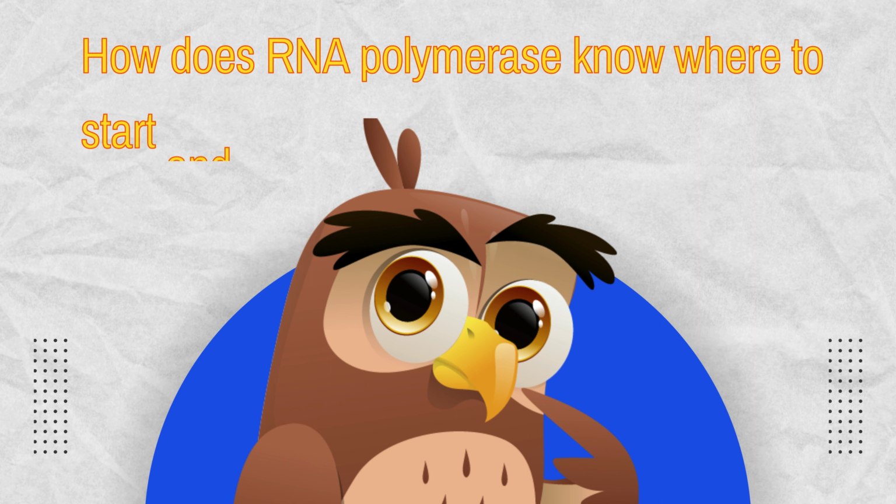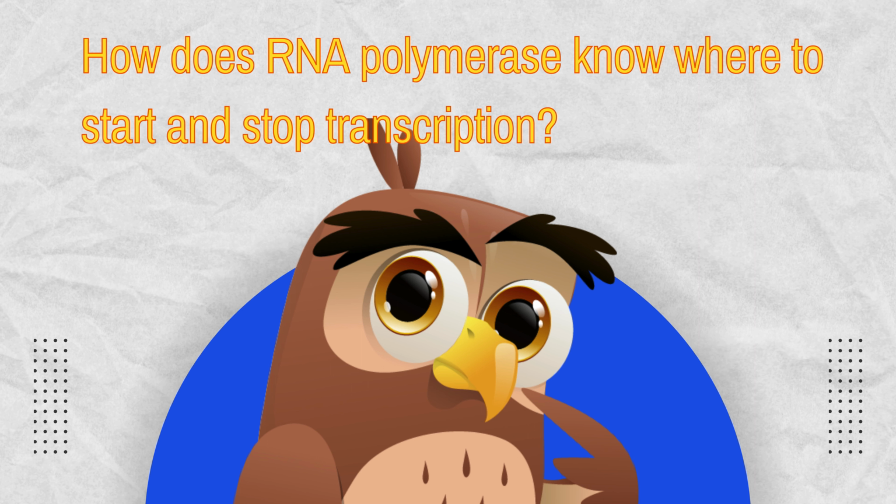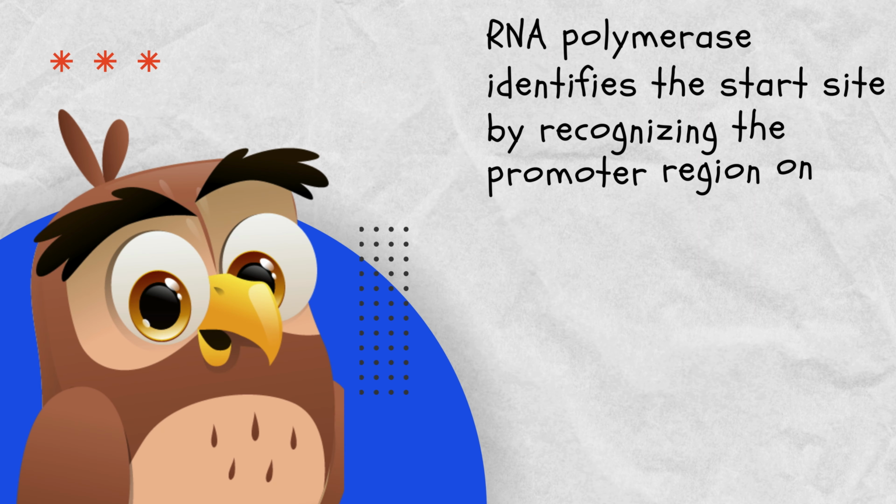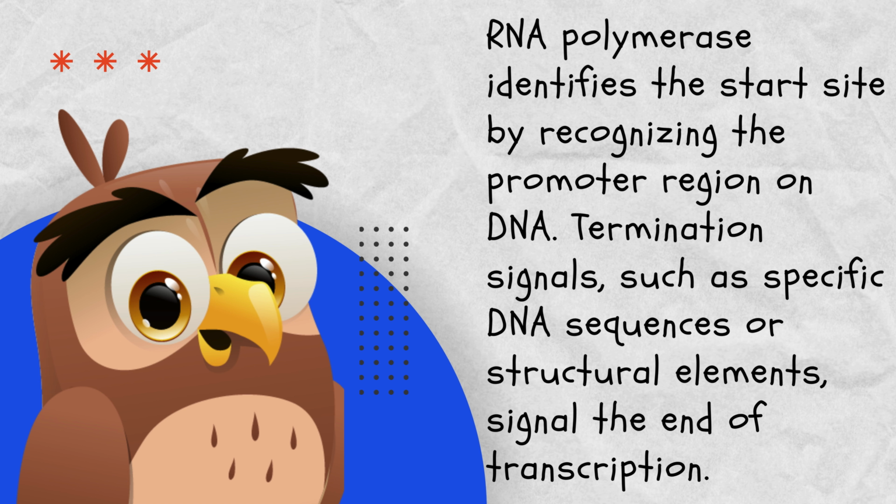How does RNA polymerase know where to start and stop transcription? RNA polymerase identifies the start site by recognizing the promoter region on DNA. Termination signals, such as specific DNA sequences or structural elements, signal the end of transcription.